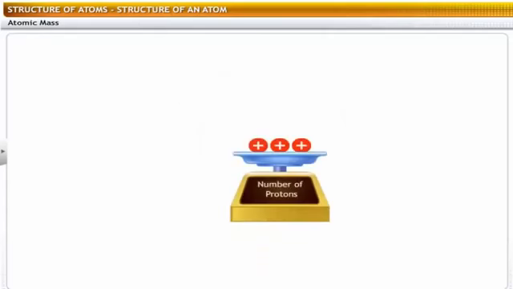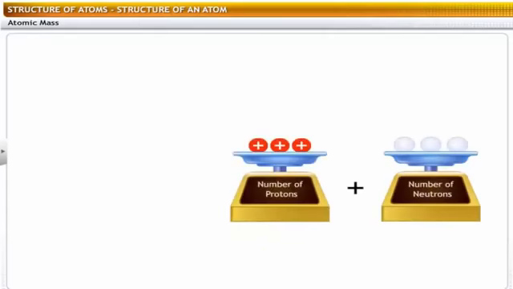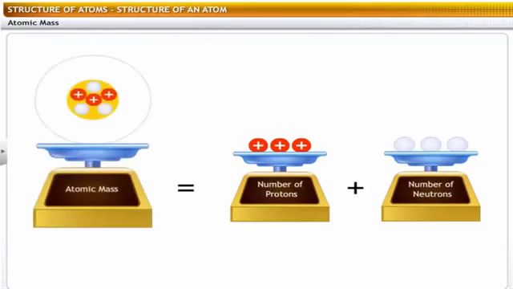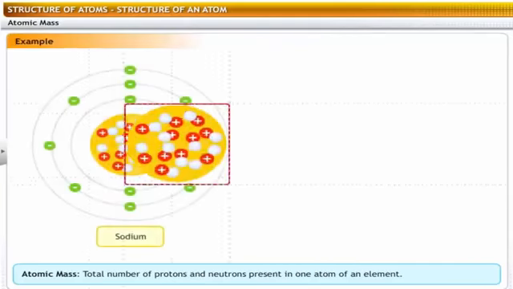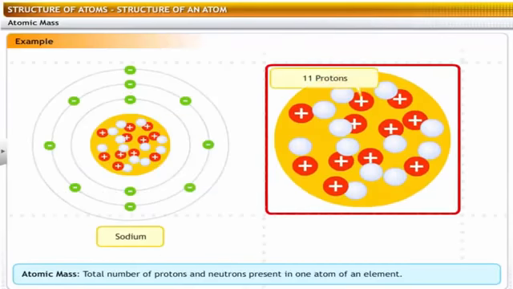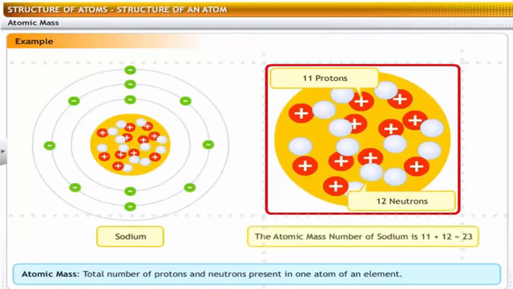The total mass of the protons and neutrons inside the nucleus was regarded as the atomic mass of an element. Therefore, atomic mass can be defined as the total number of protons and neutrons present in one atom of an element. For example, one atom of sodium contains 11 protons and 12 neutrons. So, the mass number of sodium is 11 plus 12 equals 23. The mass number is denoted by the letter A.